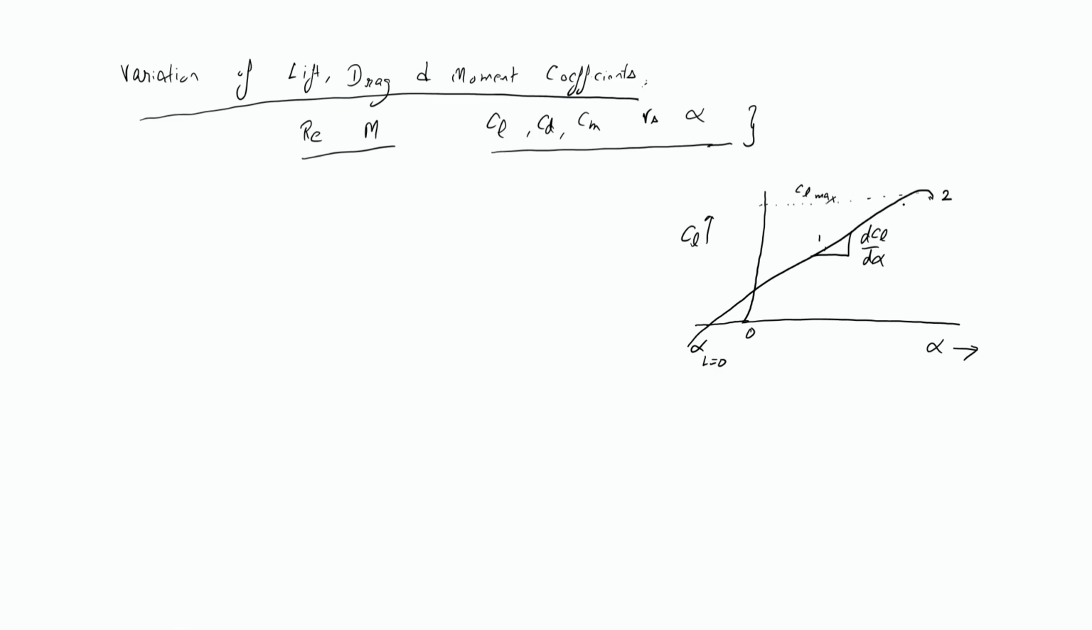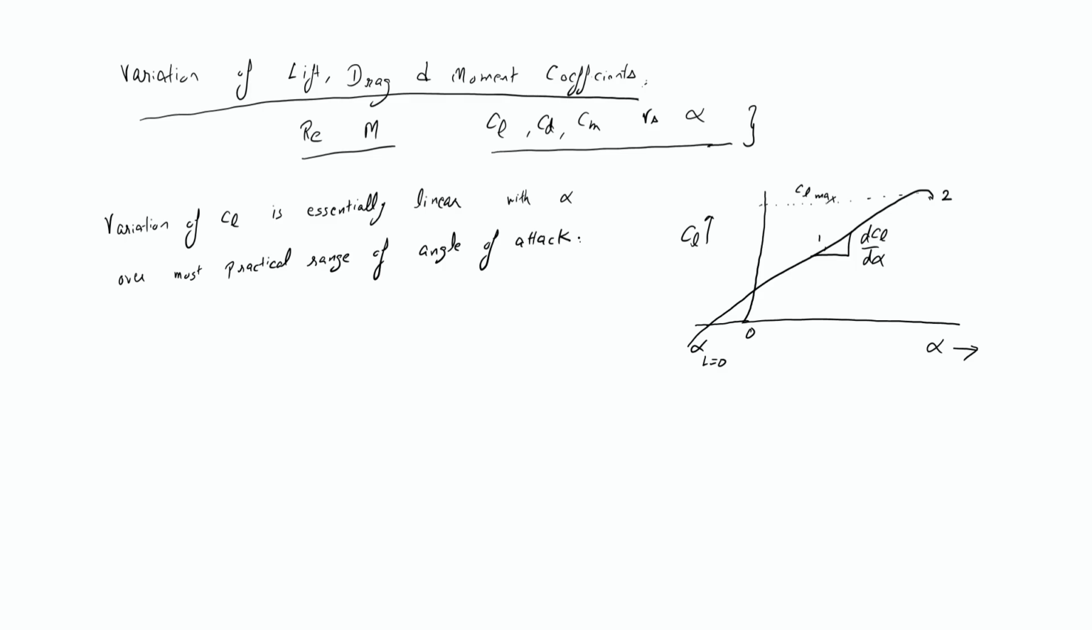Now notice here, for the most practical range of angle of attack, the cl versus alpha curve was linear up to 0.2. So the variation of cl is essentially linear with alpha over most of the practical range of angle of attack. The practical range of angle of attack, you can assume, is around 5 to 10 degrees. Now this slope, dcl by d alpha, is called the lift curve slope.